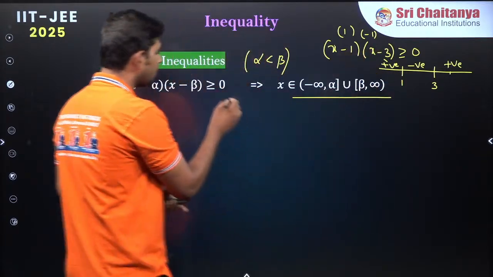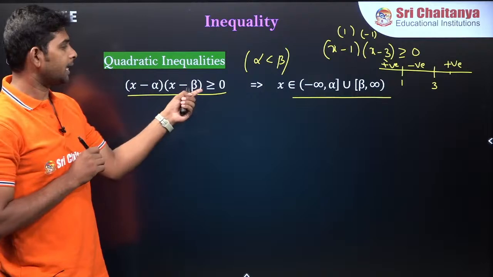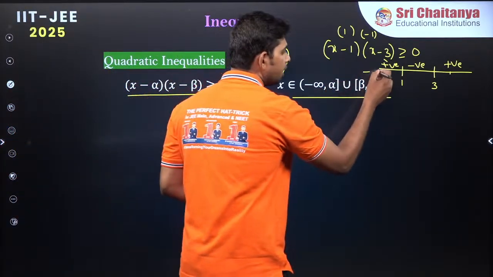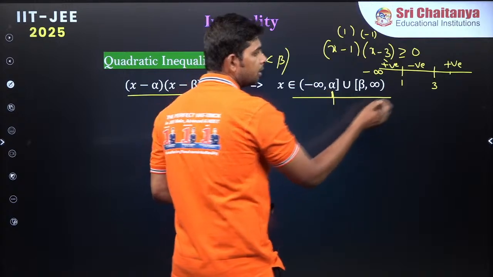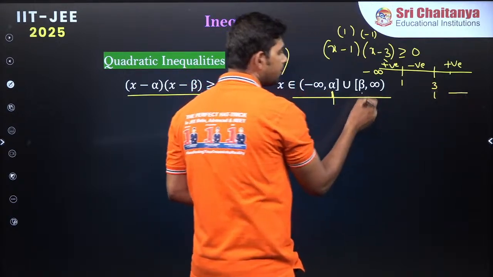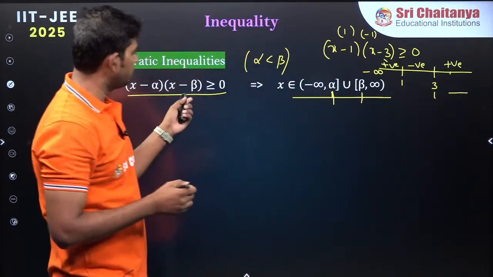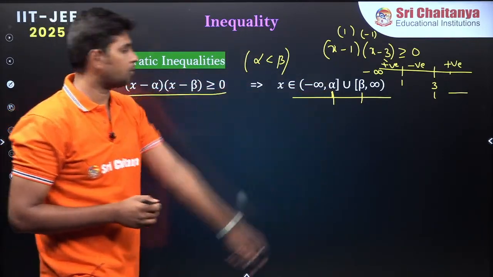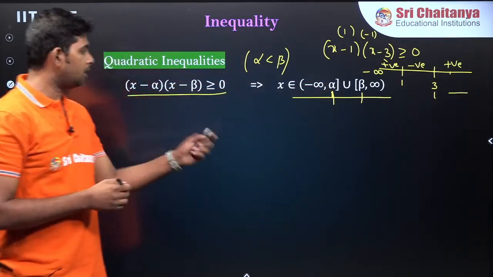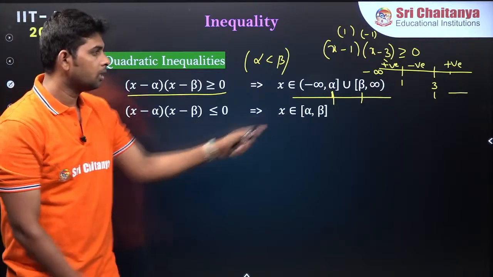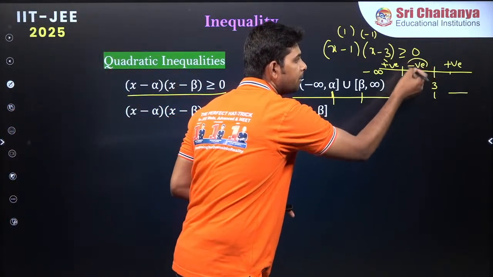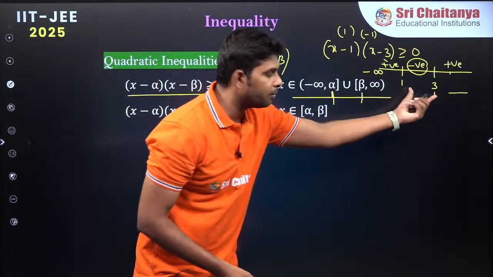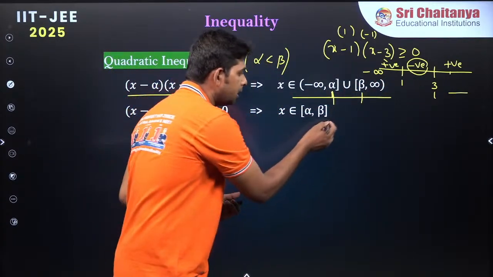That is why whenever you are taking greater than or equal to 0, your values of x must be between minus infinity to 1, here alpha is there, and 3 to infinity, that is giving us beta to infinity. So simply you can write minus infinity to alpha and beta to infinity for the quadratic inequalities. Now the same way, if I am taking less than or equal to 0, it is between 1 and 3, when we are getting this entire expression negative, the same way you can see it is between them.